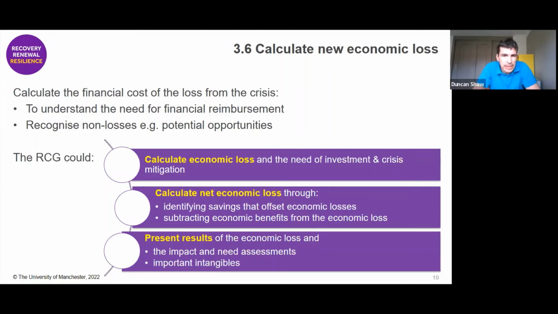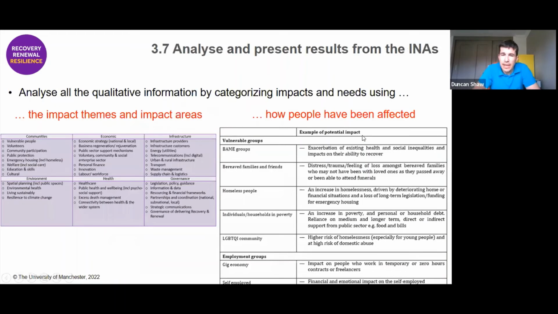And so the process would be calculating the loss by understanding what the investment might be in order to mitigate it, in order to put back the conditions that were experienced before the crisis hit, and trying to present the results to understand the effect on tangibles, as well as the effect on things that are less tangible and less able to be calculated, but trying to give people quite a well-rounded view of what the impacts have been and what the cost of those impacts would be to put right.